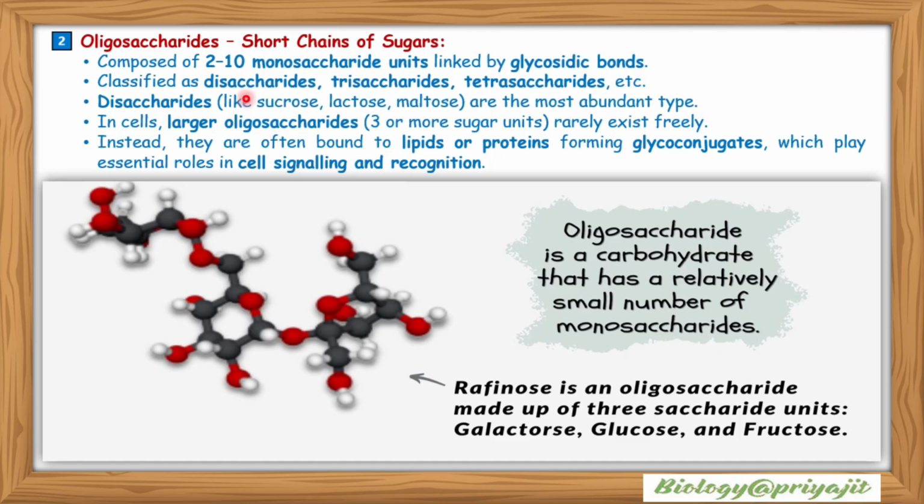In cells, larger oligosaccharides of 3 or more sugar units rarely exist freely. Instead, they are often bound to lipids or proteins, forming glycoconjugates which play an essential role in cell signaling and cell recognition. So an oligosaccharide is a carbohydrate that has a relatively small number of monosaccharides. Raffinose is an oligosaccharide made up of 3 saccharide units: galactose, glucose and fructose.